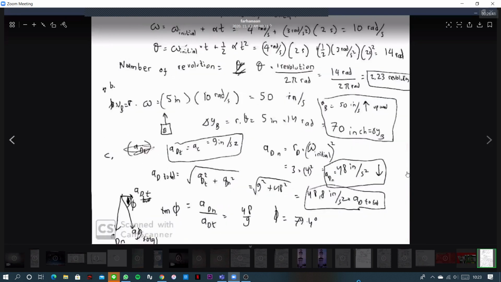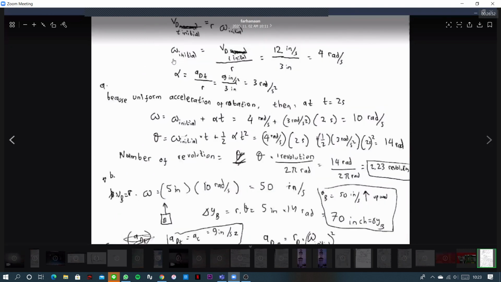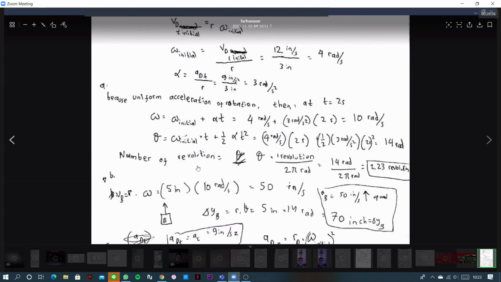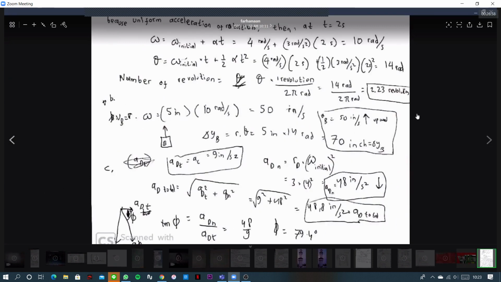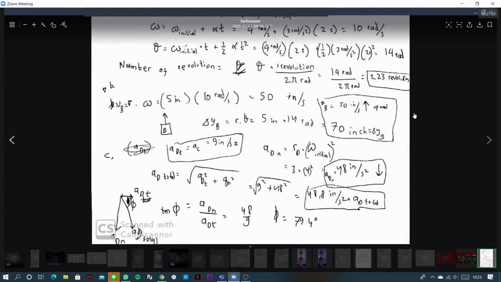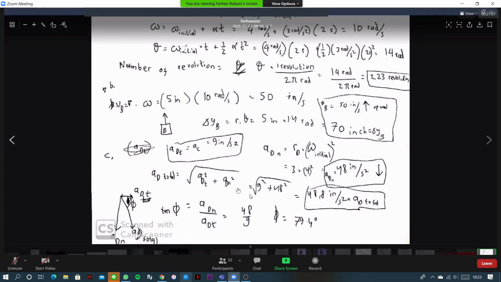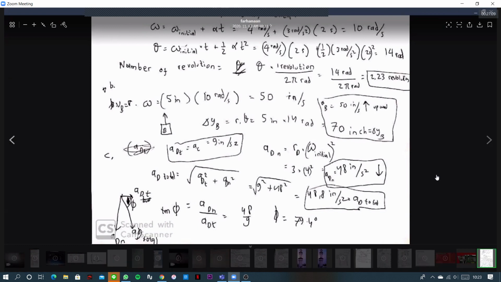AD equal to AC. Are D and C on the same rope? Yes. Okay. D and C. All right, and then this last is the one. Okay, so you get the acceleration. The total acceleration is the tangential and the normal. And how do you get the tangential acceleration and the normal acceleration?